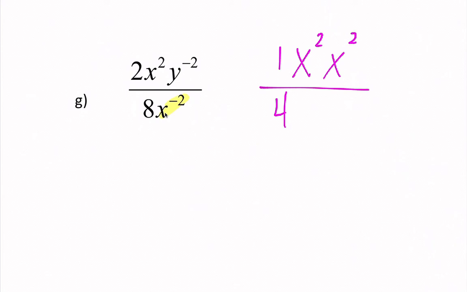Then I look at my y's. The only y I see is this guy, but it also has a warning, so the y on top is warning me I don't belong up here. So I'm going to move that y to the bottom. When I move it, the negative drops off.